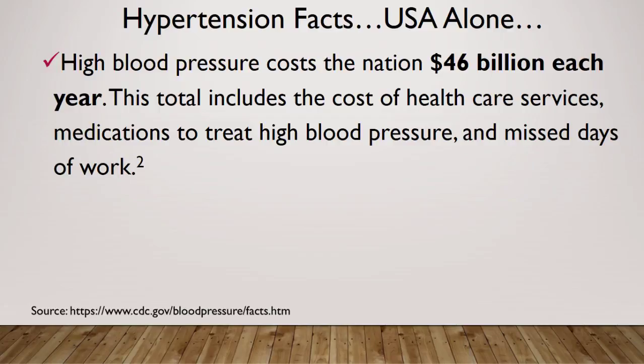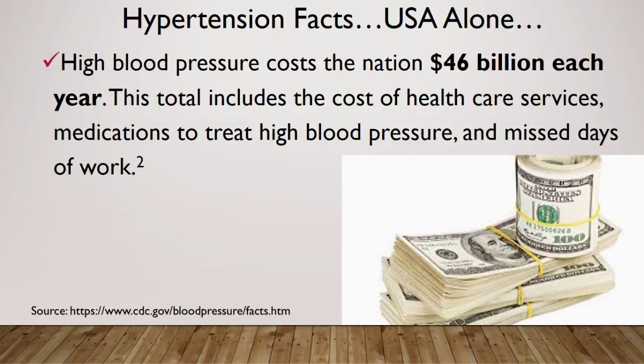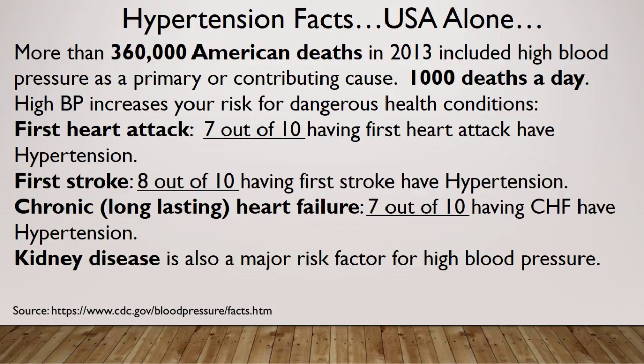Hypertension has a huge cost to the nation. In the United States, this is 46 billion US dollars. We could have spent this much amount on other good developmental work. There have been more than 360,000 deaths that are directly or indirectly related with hypertension. Yes, that's about 1,000 deaths every day.